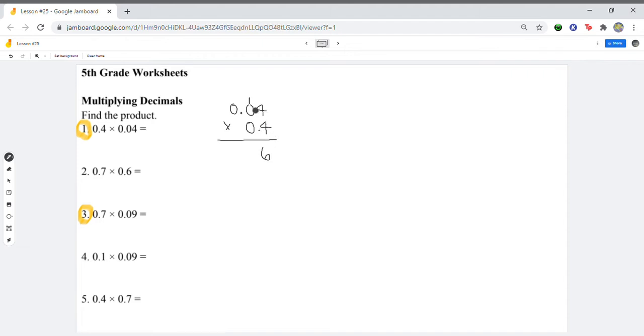4 times 0 is 0 plus 1 is 1. And then 4 times 0 is 0. Multiplying 0 to 4 to 0 to 0, and we know that if you do that, you're always going to get 0 as your answer. So if you add these, you will get 6100. Now this is when we have no decimal points.